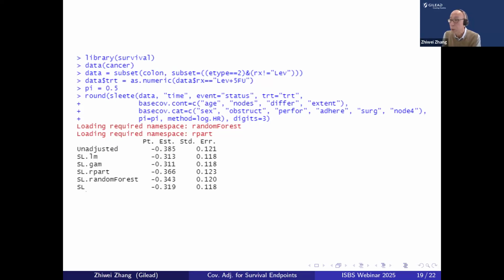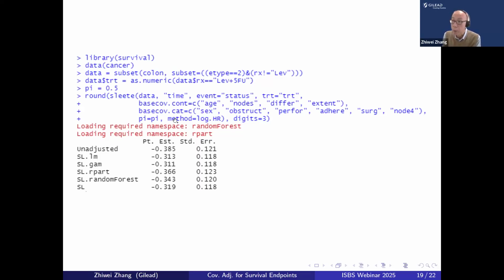The syntax is very straightforward. There are only a few arguments. The first one specifies the data frame. The second one is the observed time, follow-up time. The third one is the usual event indicator delta. And the fourth one is the treatment indicator. The baseline covariates are entered in 2 groups, continuous and categorical. The continuous covariates don't have to be truly continuous, but they will be treated as numerical variables. The categorical covariates will be represented using dummy variables.